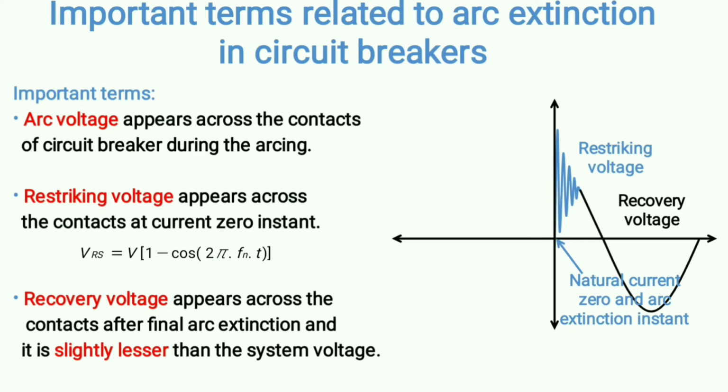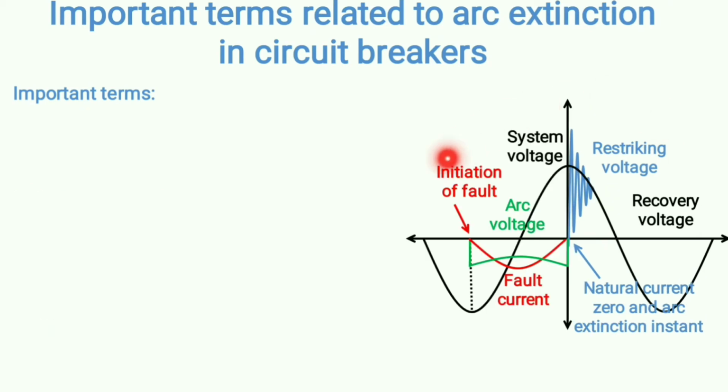What is recovery voltage? It is almost the same as the system voltage, and that appears across the contacts after the final arc extinction. Sometimes it gets slightly lesser than the system voltage because of the demagnetization effect, because the fault current becomes highly inductive, and that inductive current creates a demagnetizing effect in the flux, and that is why the voltage may be reduced a little bit. Okay, so this is the recovery voltage. So this is the overall concept of the restriking voltage, recovery voltage, arc voltage, and all. Okay, so this is the overall picture.